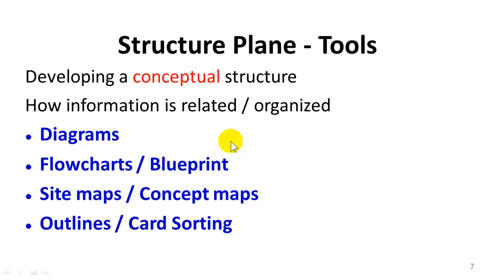So here again, there are a lot of different tools that we can use to help us develop a conceptual structure to determine the organization and relationships. We can draw diagrams, flowcharts, blueprints. Let's face it, all architectures start with a blueprint. Sitemaps. Now, a sitemap is not necessarily the same thing that you are familiar with on a website, although it can be. Concept map, outlines, card sorting, and I'll talk about some of these.